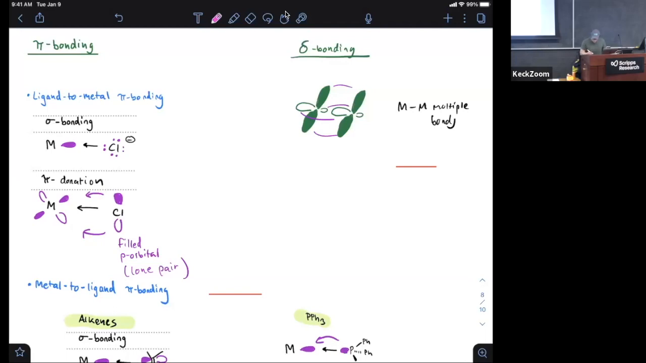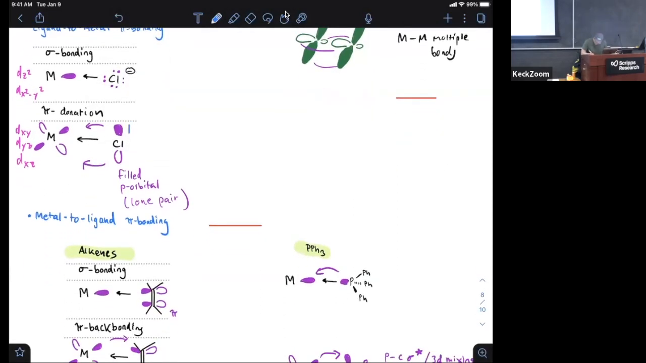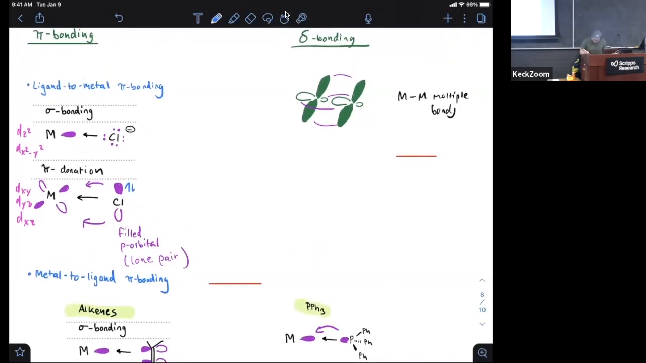So if this is the dz squared orbital or dx squared minus y squared, then this would be dxy, dyz, dxz. The key point here is you have filled non-bonding electrons here. So this we would call pi donated.